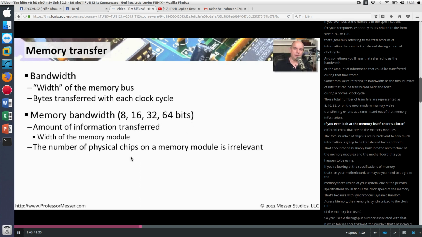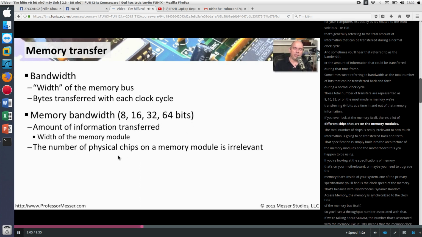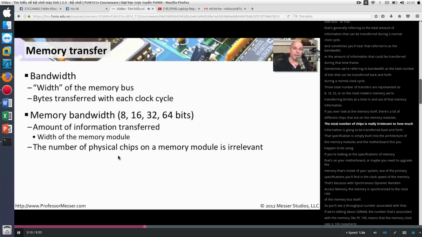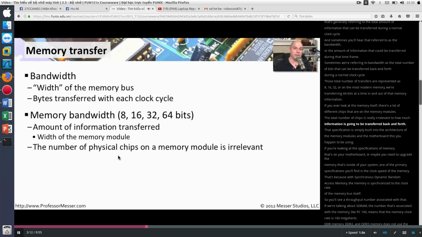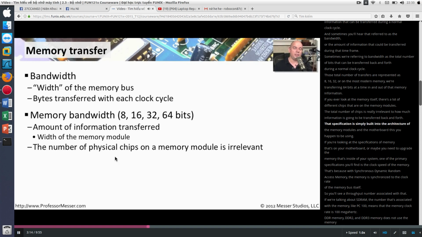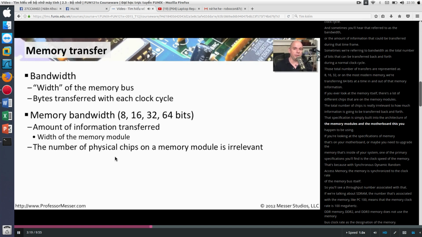If you ever look at the memory itself, there's a lot of different chips that are on the memory modules. The total number of chips is really irrelevant to how much information is going to be transferred back and forth. That specification is simply built into the architecture of the memory modules and the motherboard that you happen to be using.